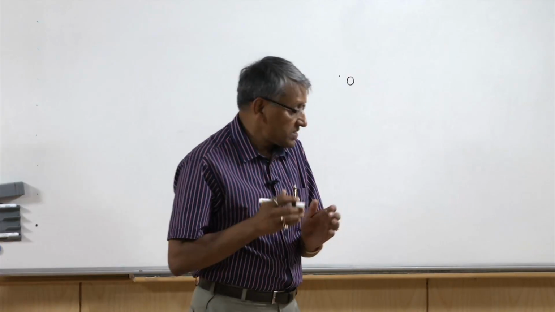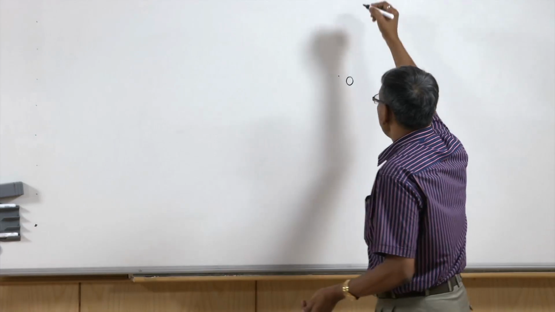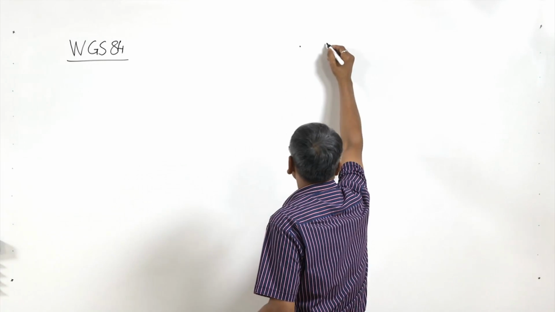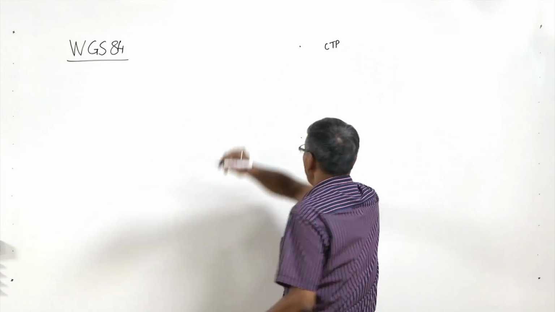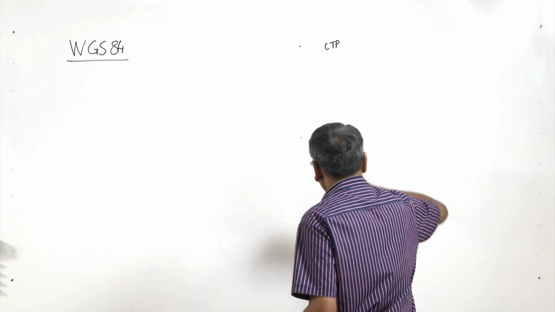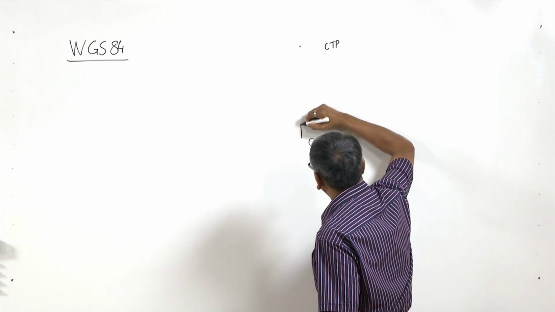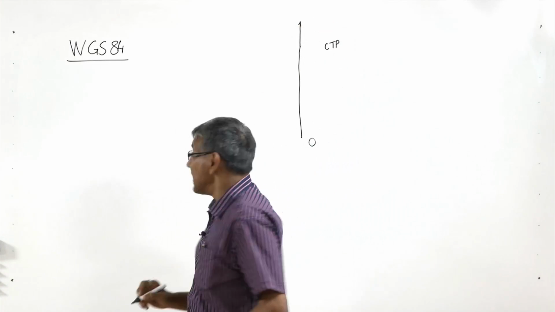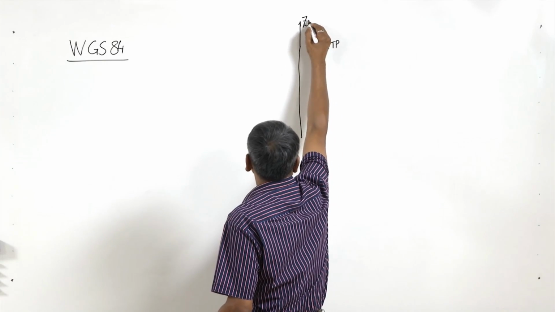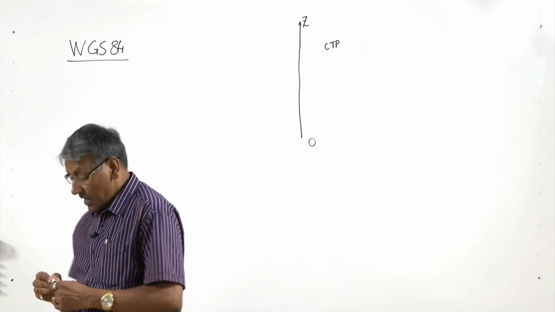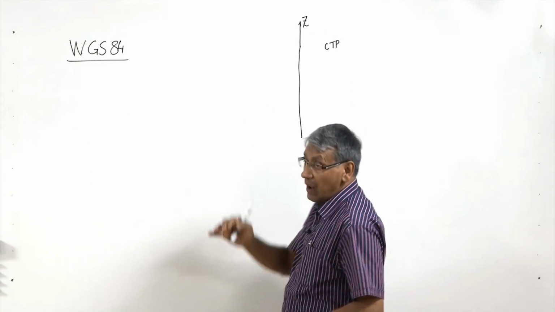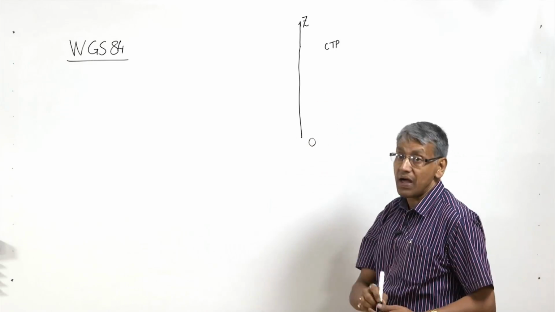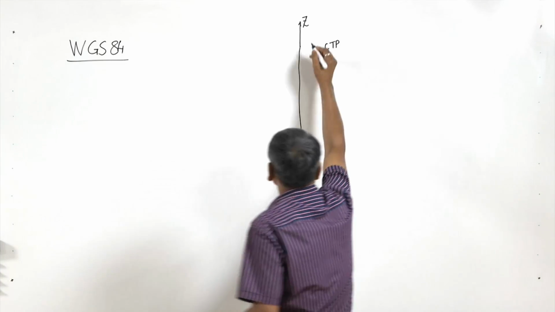Scientists have defined a position on the surface of the earth which is known as the conventional terrestrial pole. The line joining the center of mass of the earth and the conventional terrestrial pole and beyond is considered as the Z axis. So it is the mean line along which the earth rotates about its own axis, the mean axis of rotation of the earth. Now this is the Z axis.